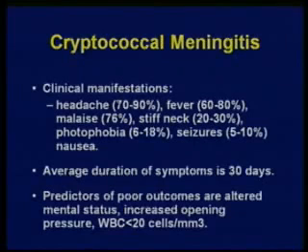Average duration of symptoms is 30 days. So someone who comes in with what seems like a chronic meningitis, think HIV and cryptococcal meningitis. Predictors of poor outcomes are altered mental status, increased opening pressure. When you do a lumbar puncture, you want a normal opening pressure. If it's elevated in the hundreds, you know, bad sign. And a white blood cell count less than 20.